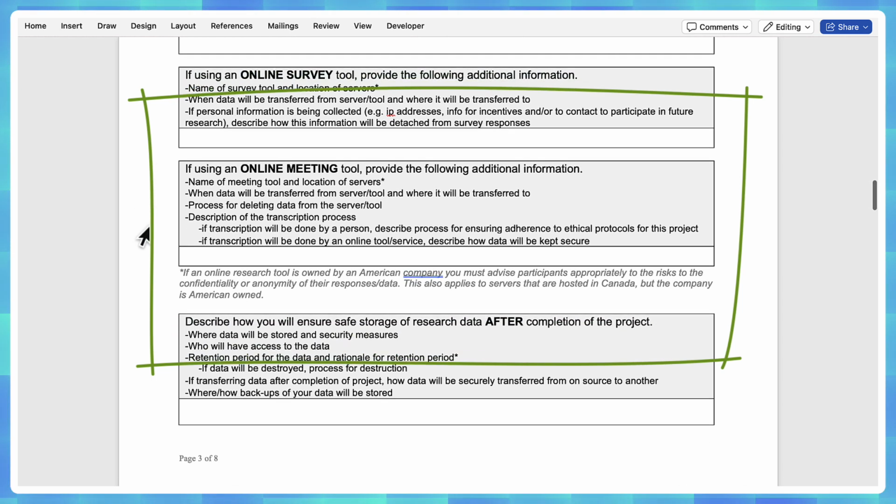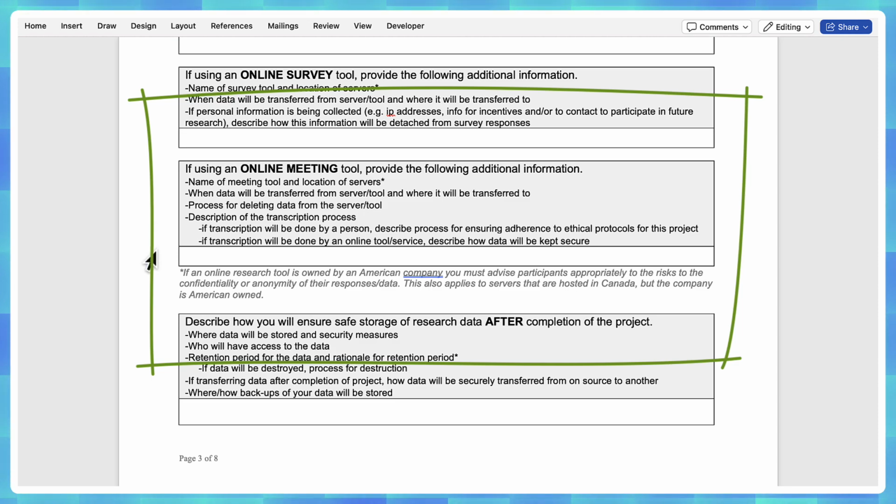With online meetings, the additional information we want to know is a description of the transcription process. Are you going to be transcribing digitally recorded interviews or video recorded focus groups? If you are going to transcribe them, is it going to be done by a person? Are you going to use an online tool or service? Please provide us those particular details, and also how you're going to keep those things secure.